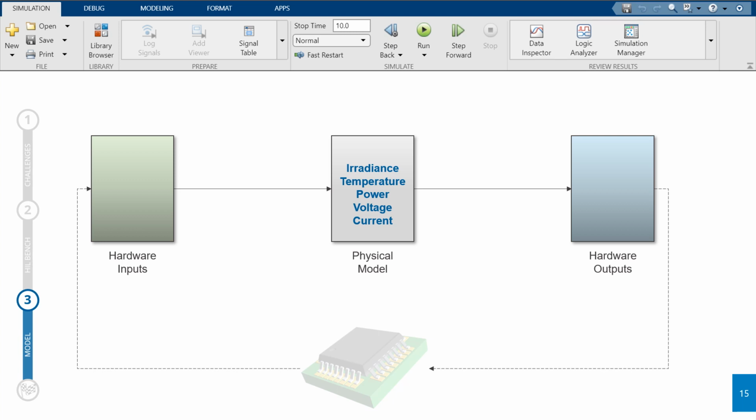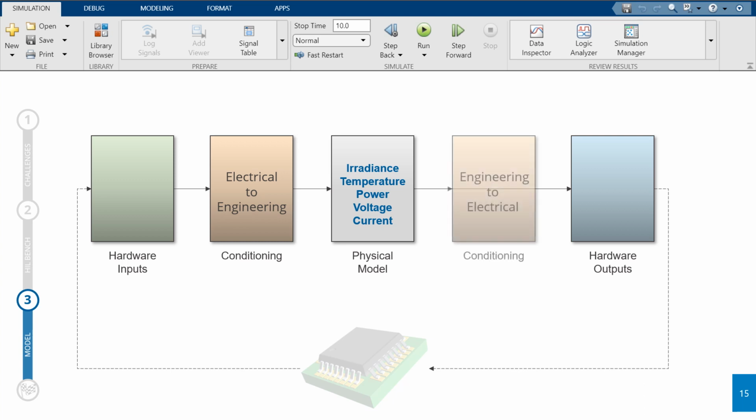As a consequence, we need to introduce new subsystems in the model to manage this signal conditioning, to convert electrical values in volts into engineering values, such as irradiance, temperature, power, etc., which can be sent to the PV model. Similarly, we need to convert engineering values generated at the output of the PV model into electrical values, which will be sent to the output hardware interfaces of the test bench. In the next few slides, we will be studying the contents of the output conditioning subsystem, framed in red.